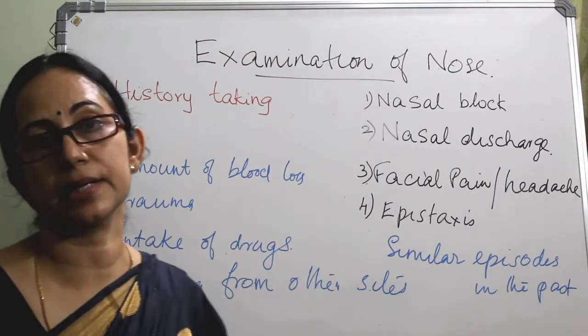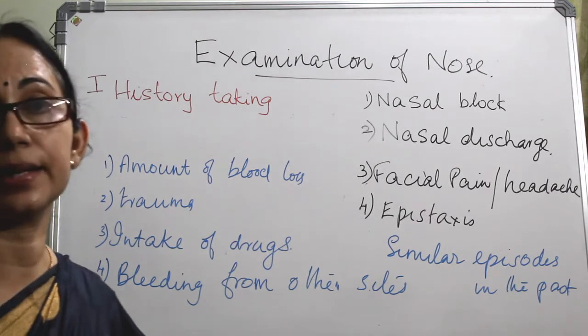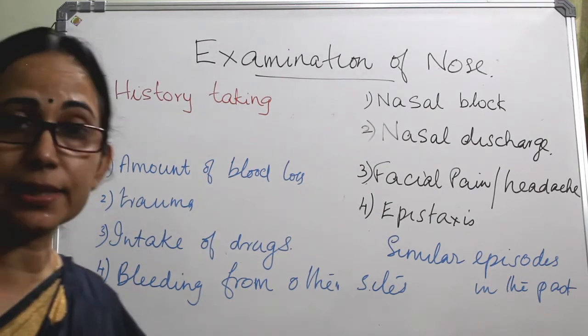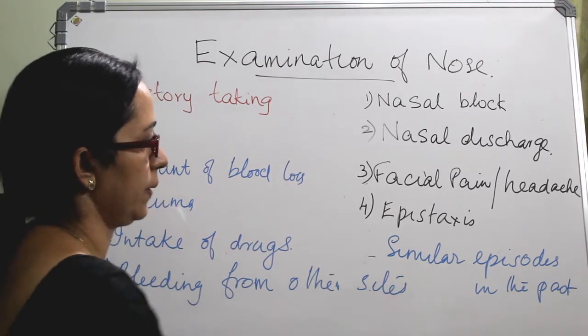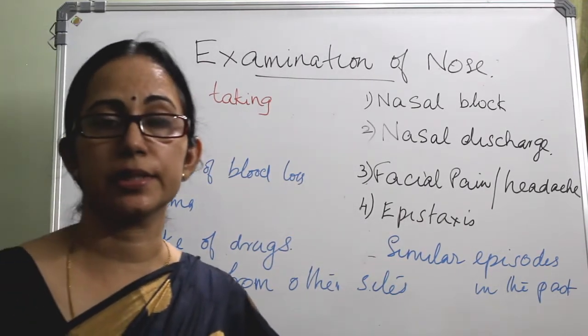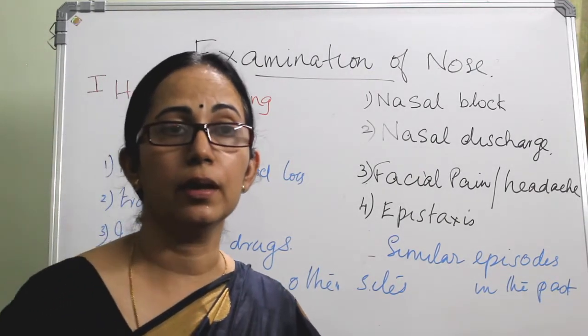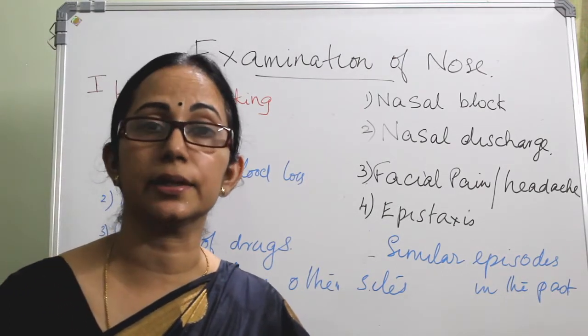Common complaint is epistaxis, that is bleeding from the nose. If so, ask about the amount of blood loss. Then ask if there was any trauma which caused the epistaxis, and also ask for intake of any drugs like warfarin or anticoagulants, and also the bleeding from other sites and similar episodes in the past. Okay, that is also important, especially in case of rhinosporidiosis or juvenile nasopharyngeal angiofibroma, or malignancy. The patient will tell you of recurrent attacks.